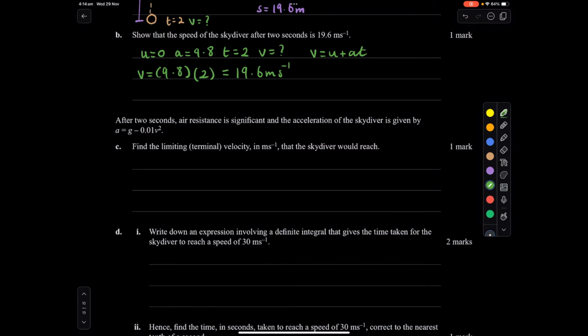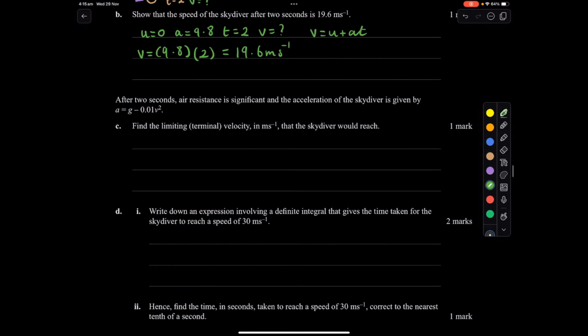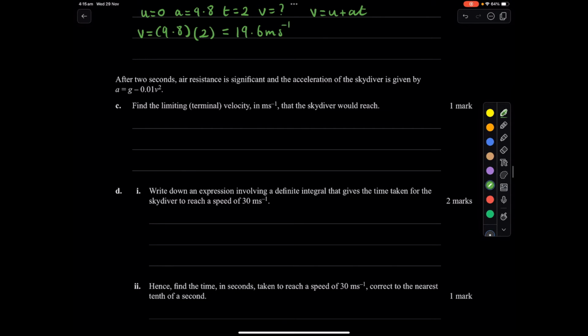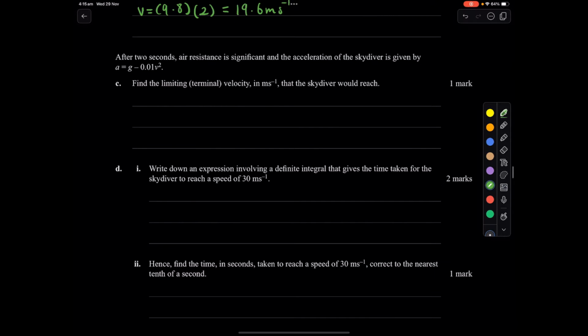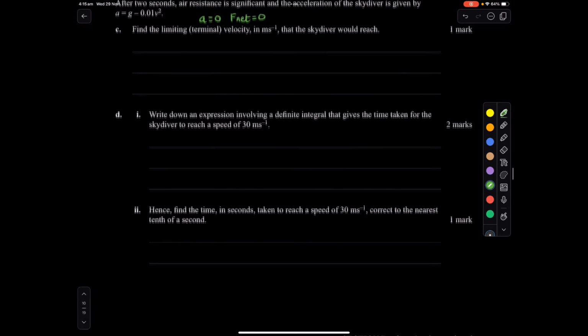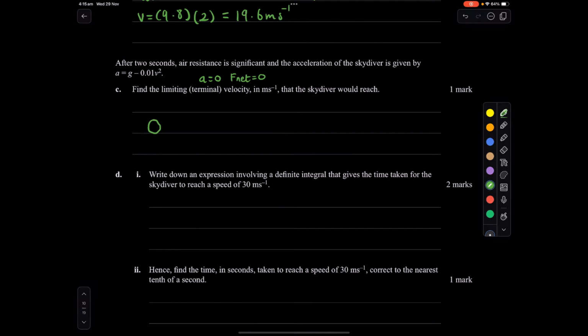After 2 seconds, air resistance is significant and the acceleration of the skydiver is given by this. Find the limiting or terminal velocity in meters per second that the skydiver would reach. So, terminal, what does that word mean? It means that the acceleration is 0, or the net force is 0. So think about it. Imagine he's right over here. It's like a ball. The person's a ball. I like to just make it very basic.